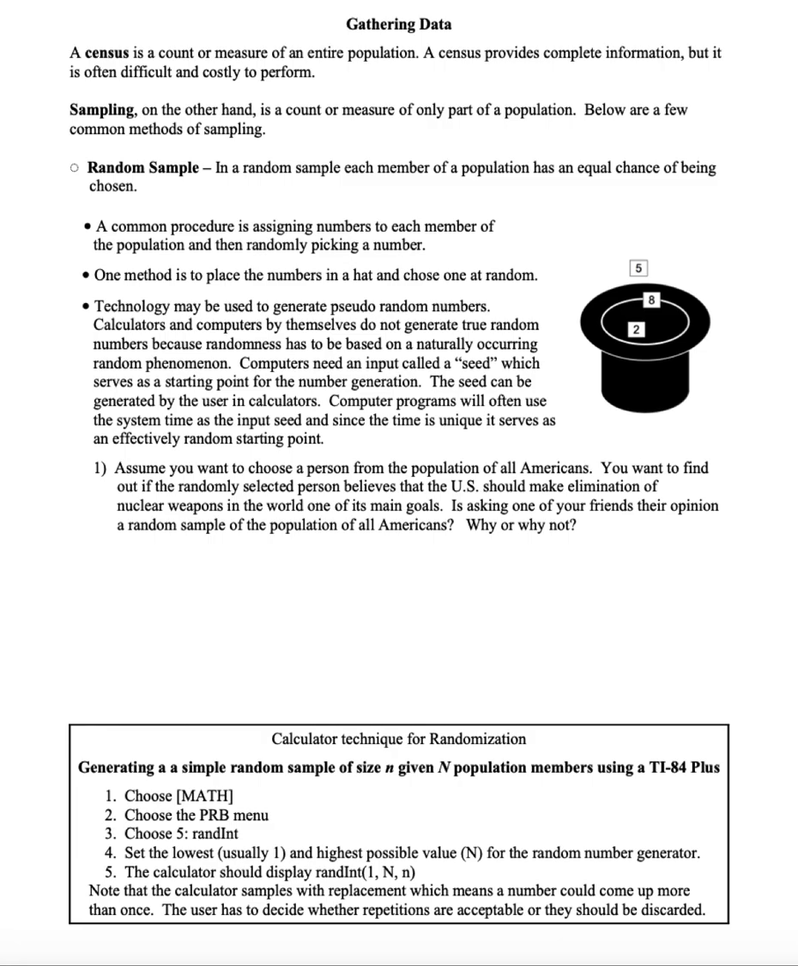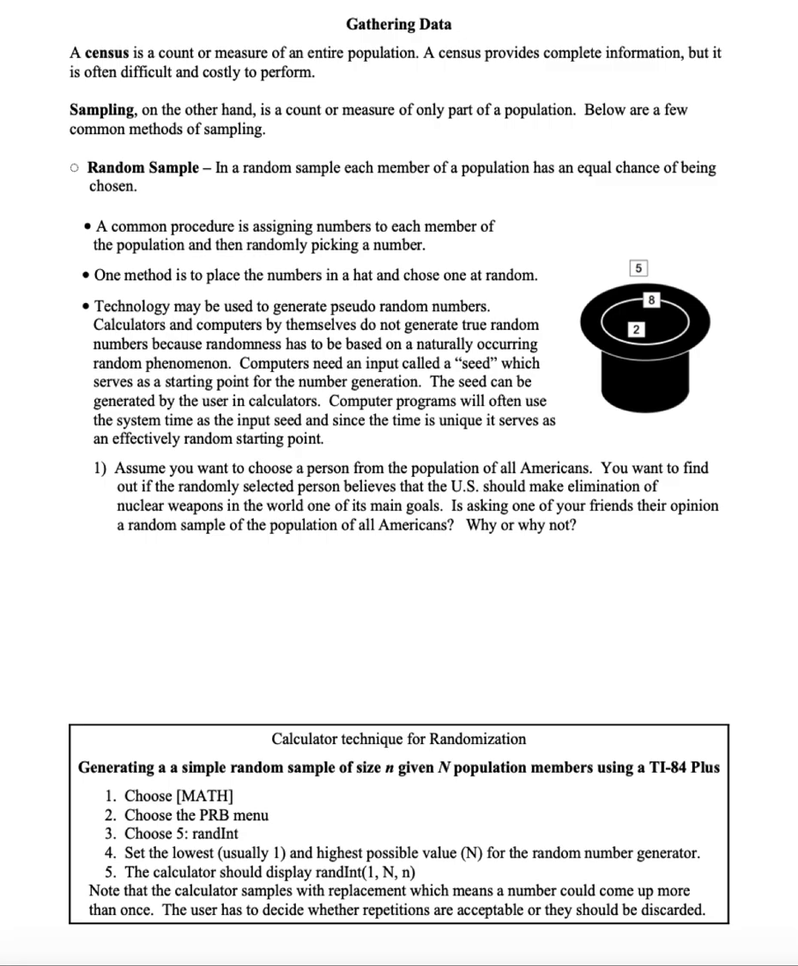A census is a count or measure of an entire population. A census will provide complete information, but it's often very difficult and costly to perform. Sampling, on the other hand, is the next best thing, and it's going to be a count or measure of only part of a population. Below, we'll look at a few methods for sampling.